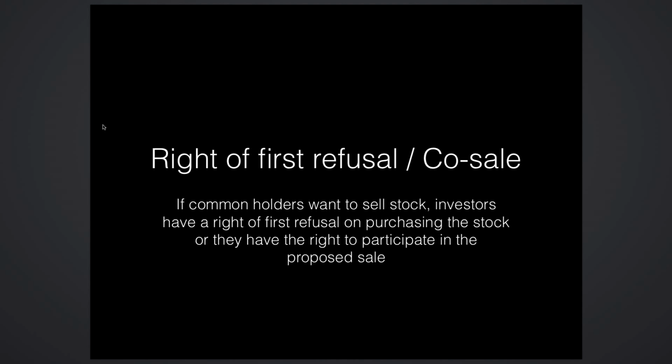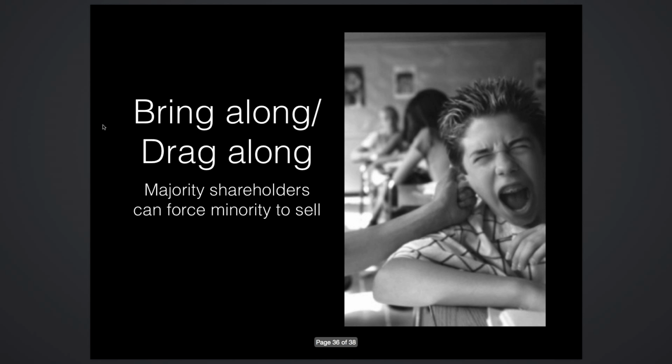What this is ensuring is that if common holders want to sell stock, then the investors have a right of first refusal on purchasing that stock, or they have the right to participate in the proposed sale. So if some large earlier shareholder thinks that they want to cash out and they think that there's liquidity for the stock, and if you're still bullish and you think that it's a buy, then you want to take first advantage of being able to buy up your share before that share goes to some sort of new outside investor.